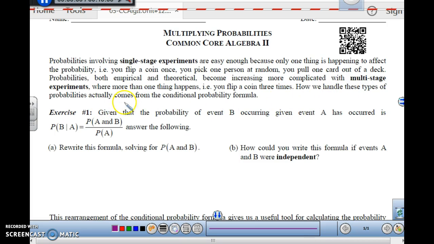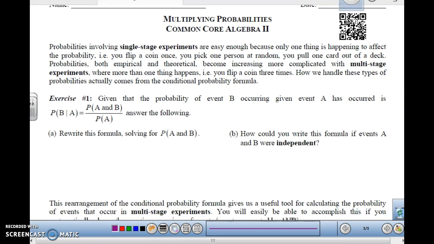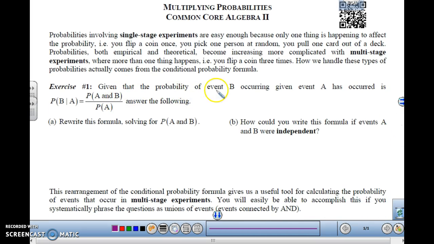How we handle these types of probabilities actually comes from the conditional probability formula. Given event A has occurred, the probability of B given A is P of A and B over P of A. So if we rewrite this formula solving for P of A and B, basically cross multiply, P of A and B, remember and is the intersection, is equal to P of A times P of B given A. So if we take that formula, cross multiply and solve, we get that.